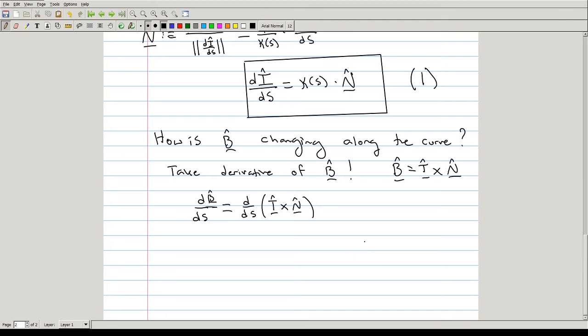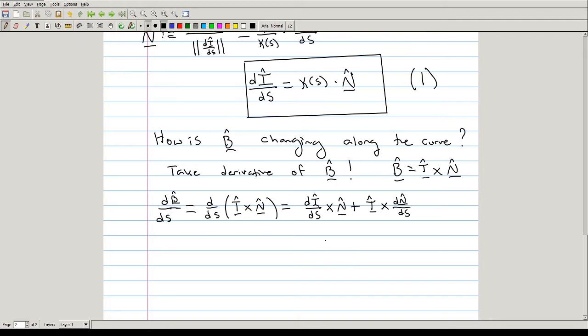And we showed last lecture the property of the derivative of the cross product. It follows the normal cross product rule. So this is going to be dt hat/ds cross n hat plus t hat cross dn hat/ds. This is just the product rule applied to the cross product. And in some sense, we already know what this is going to be, because dt hat/ds, the derivative of the unit tangent vector with respect to arc length, is really just the definition of kappa, the curvature, times the normal vector, cross product with the normal vector. So this first term right here is going to be 0.